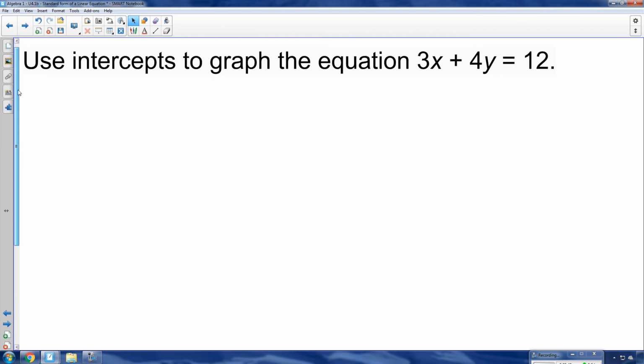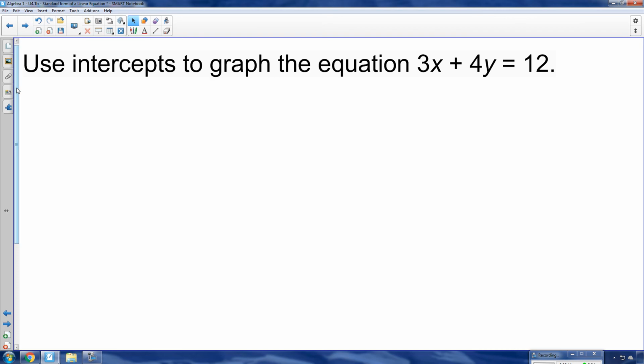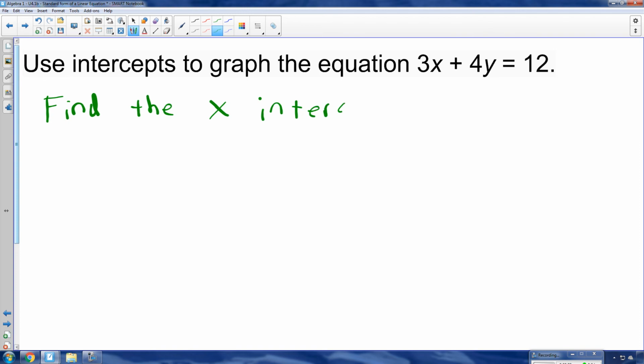So let's look at this right here. Use intercepts to graph this equation. So what are we going to do? Help me find the x-intercept, which I think we were doing in green before on the video. So let's find the x-intercept. What does your paper say about finding the x-intercept? Yep. Change y to 0. Perfect. So we're going to let y equal 0.